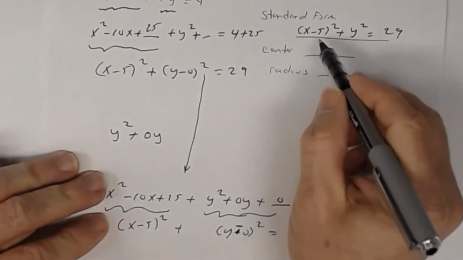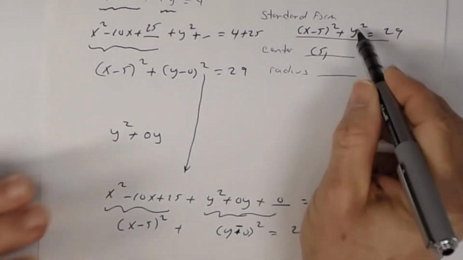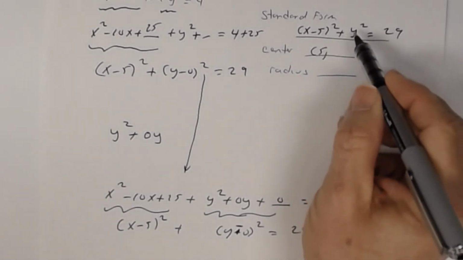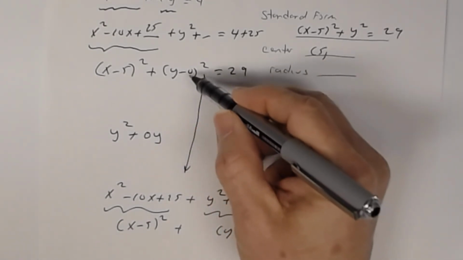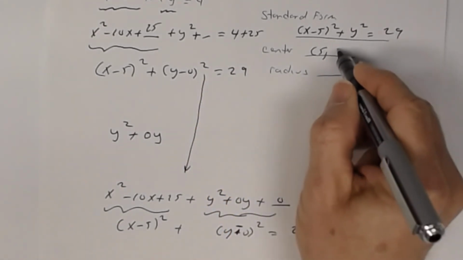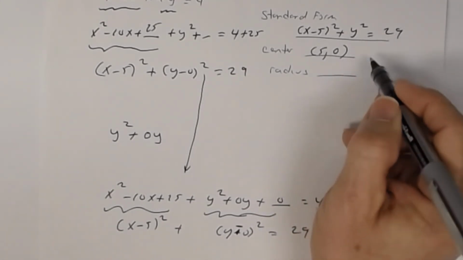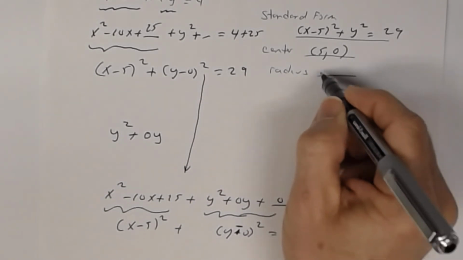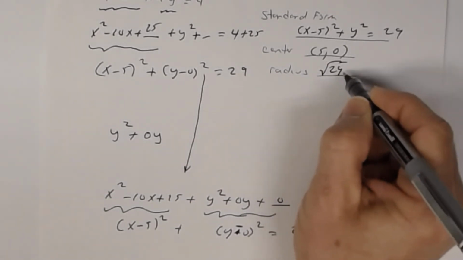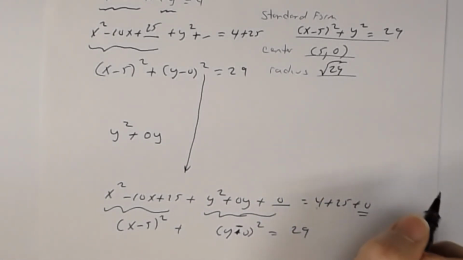And then the center is 5. Now don't get confused with this. You had one like this on a worksheet. So if all you have is y squared, remember that 0 right here. Think of that 0. So that's 0 here. So your center is 5, 0. And the radius is the square root of this number. So the radius is square root of 29, and the only perfect square that goes into 29 is 1.